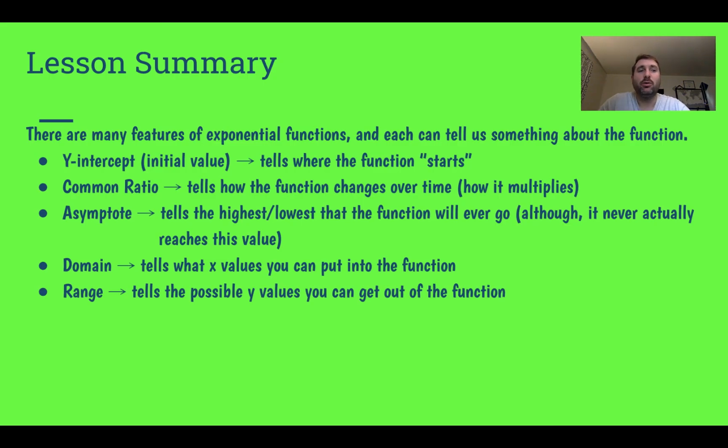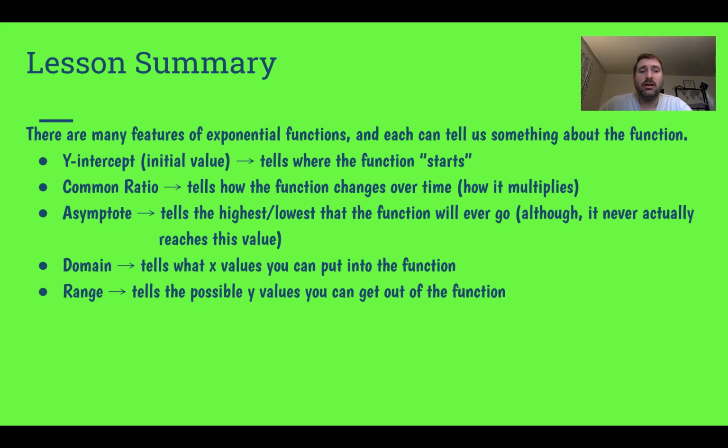In this lesson, we learned that there are features of exponential functions that we can tell from a graph, and each feature can tell us something about the function. The y-intercept, or our initial value, tells where the function starts. The common ratio tells how the function's changing over time, so what it's being multiplied by. The asymptote tells the highest or lowest point that the function will ever get, although it never actually gets to this value.